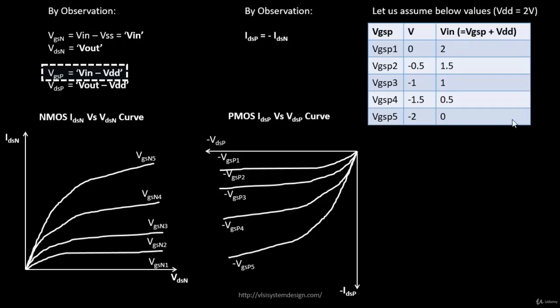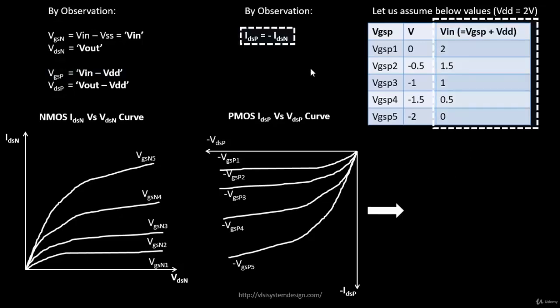Let's write down all the values for the respective VGSP. For example, in this case, your VGSP is 0 volts, so VGSP plus VDD is 0 plus 2, which becomes 2 volts. In this case, VGSP is negative 1.5, so Vin will become negative 1.5 plus 2, which is equal to 0.5, and so on. This is the way we fill up this particular table. That's the first step.